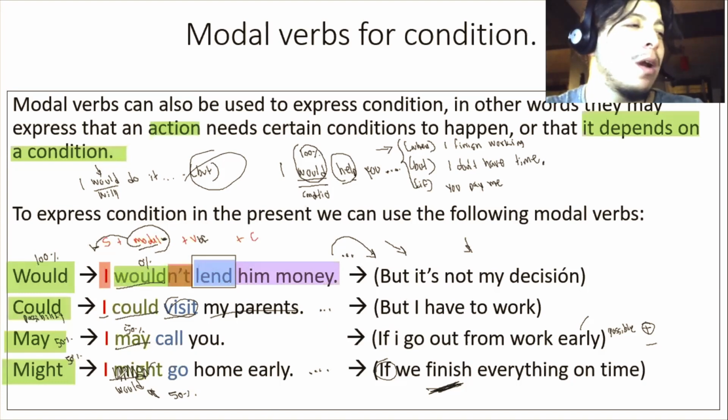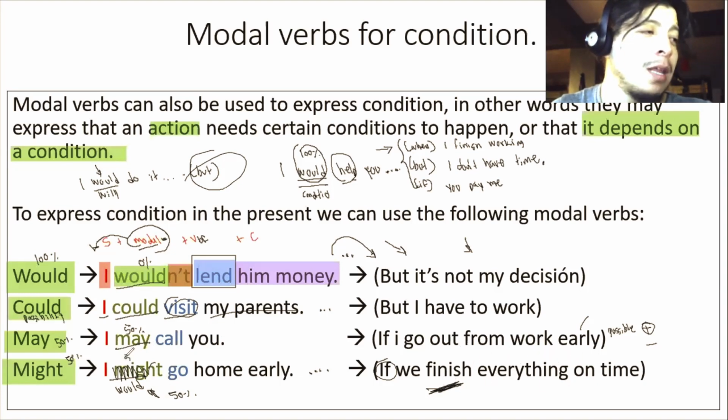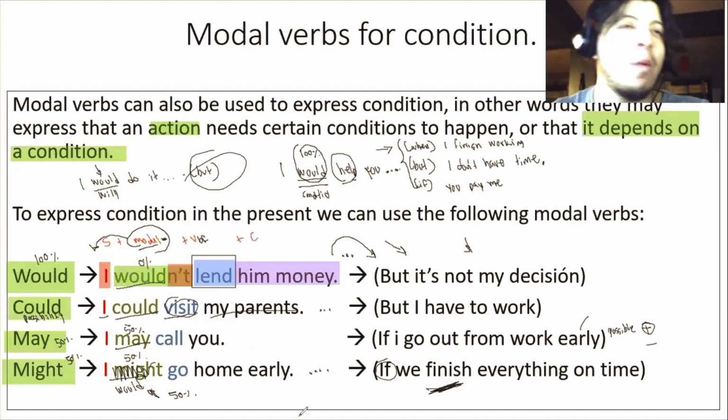I might go home early. Yo tal vez me vaya a casa temprano si terminamos todo a tiempo. Entonces, primero necesitamos terminar todo a tiempo. Y una vez que terminemos todo, pues hay una posibilidad, I might go home early.